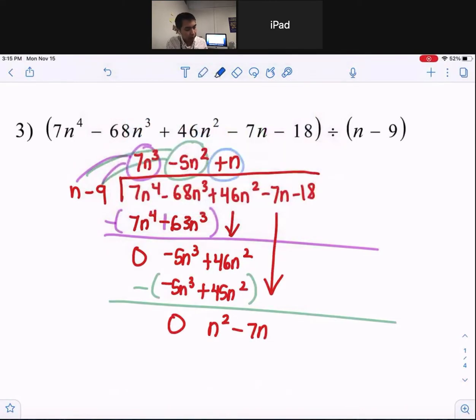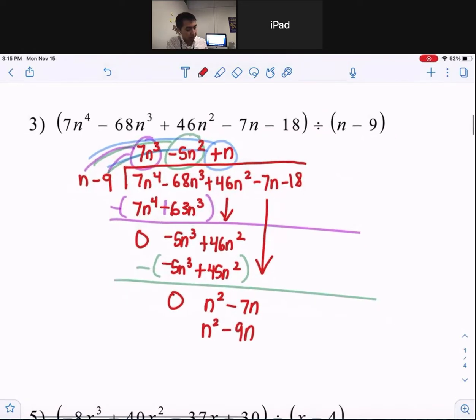And then you guys distribute the n to both of there. So n times n squared, n times negative 9, negative 9n. And then you guys subtract again. 0, negative of negative 7n minus negative 9n. So this really becomes a positive. So that's going to be 2n. Drop down to negative 18.